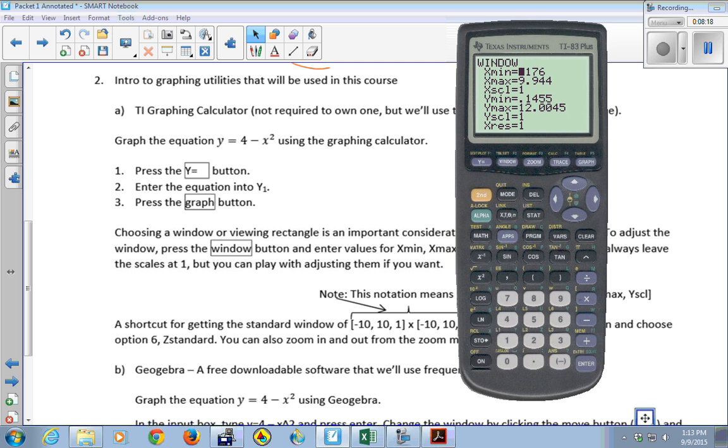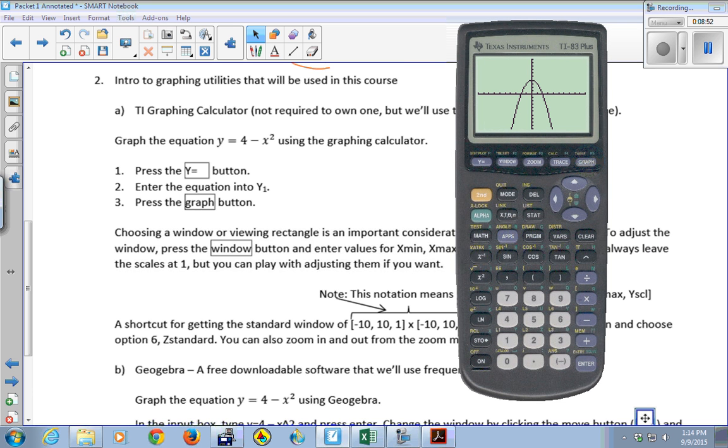All right, so I want to choose the smallest x value and the largest x value. From where to where along x and from where to where along y do I want to look? Do I want to zoom in on? So I'm just going to go -10 to 10. Skip this x scale and y scale. I just always leave those at 1. The only thing I ever change is x min, x max, y min, y max. So I'll go -10 to 10 for y also, and press graph.